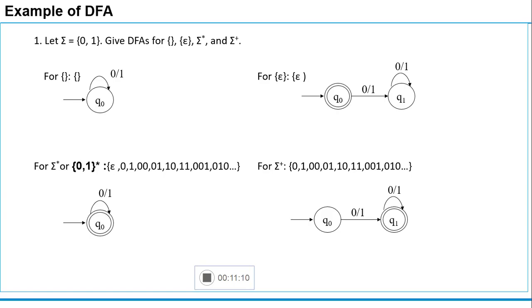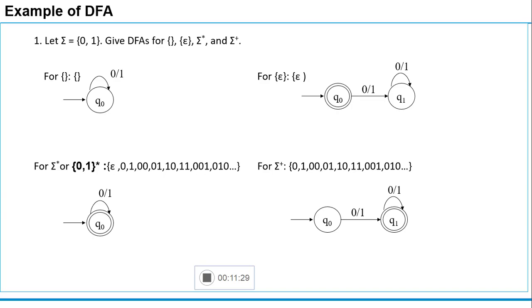But in case it is going to read 0 or 1, it has to move on to another state. And even after that, if it reads some zeros and ones, it has to keep moving on to some state. That state should not be an accepting state. So we'll move on with the third scenario.